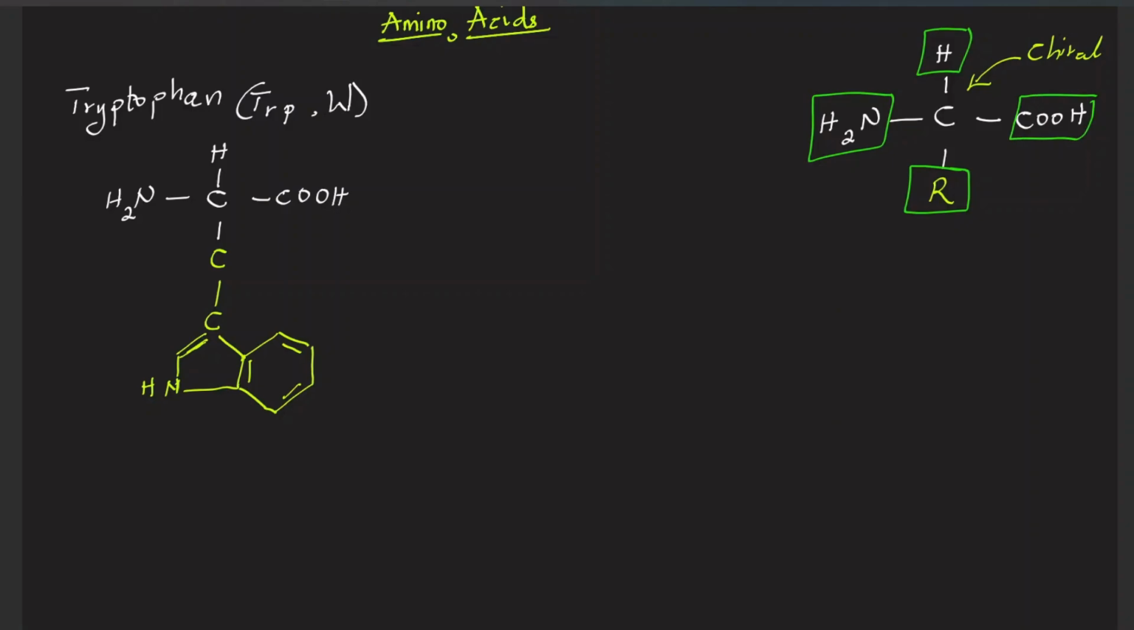And this, let's not forget, this carbon has 2 hydrogens attached to it. This carbon already has 4 bonds, 1, 2, 3, 4, so it has no hydrogen attached to it. And this is the structure of tryptophan. So it has a 5-membered ring attached to a 6-membered ring.